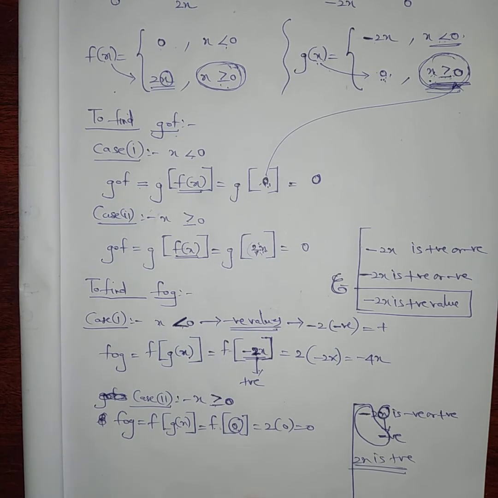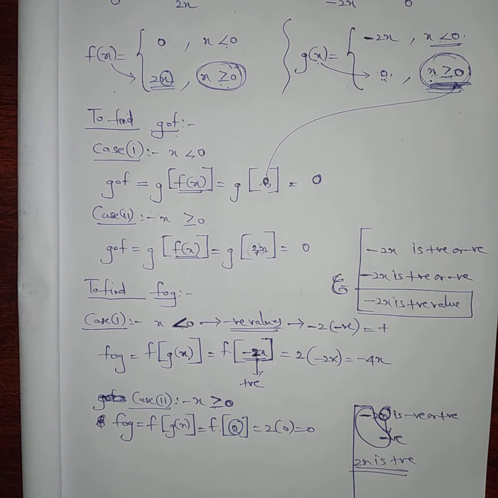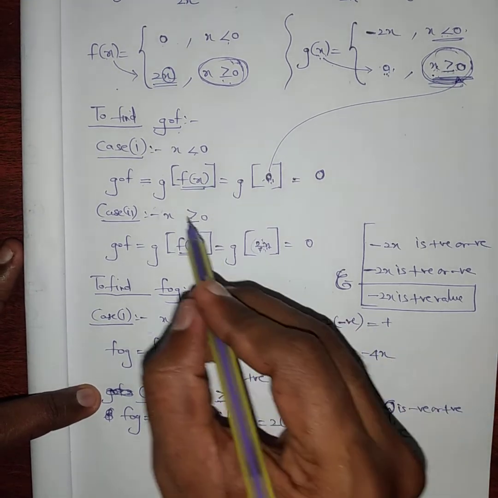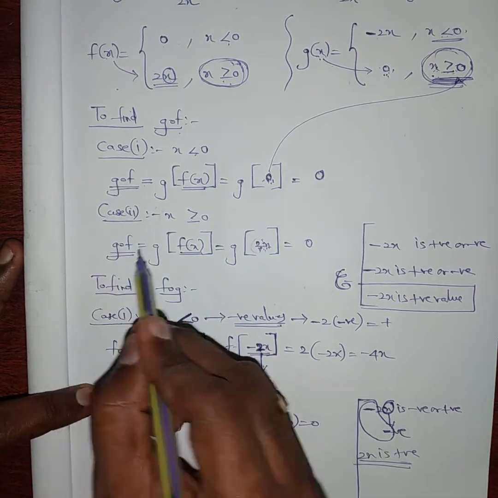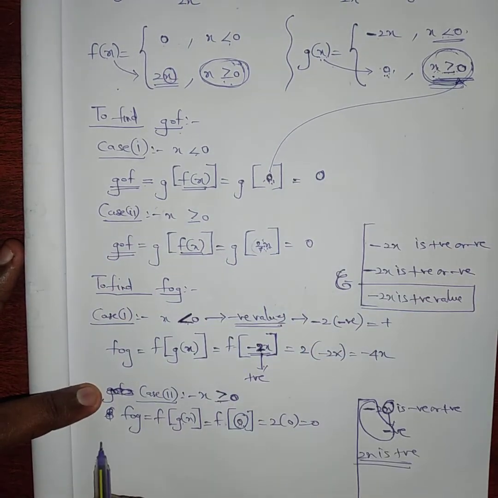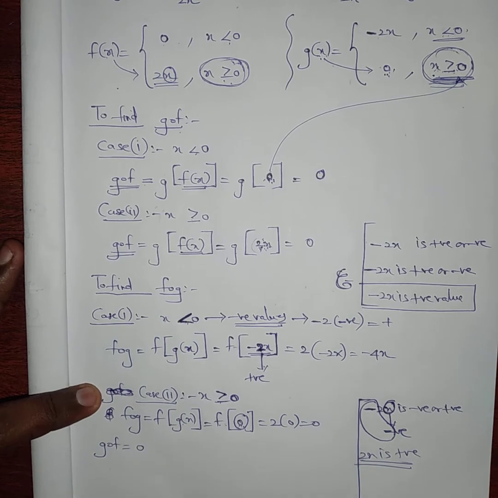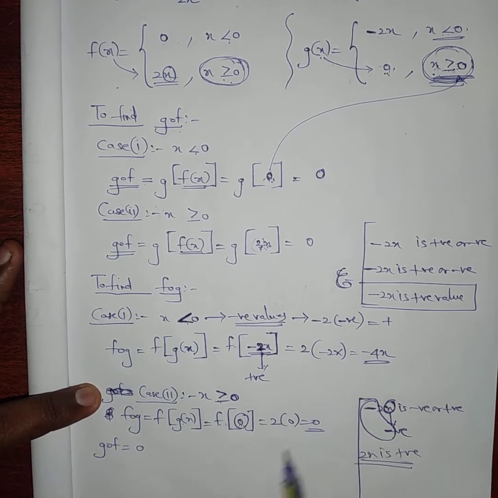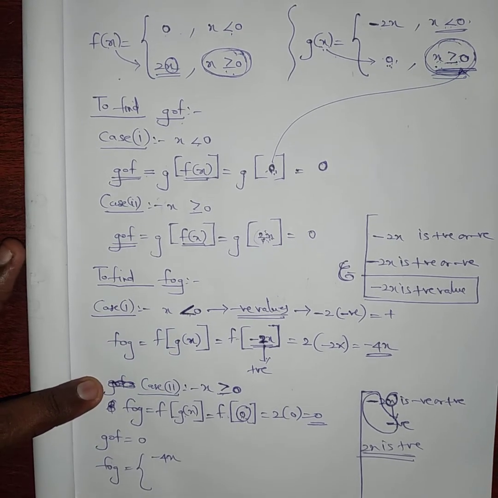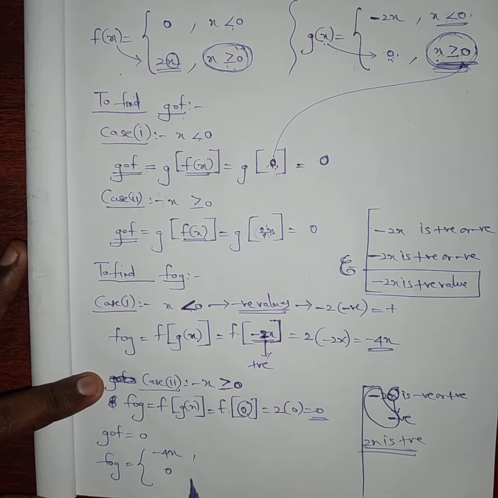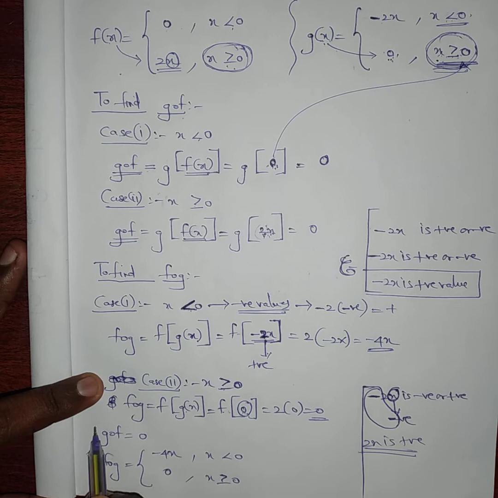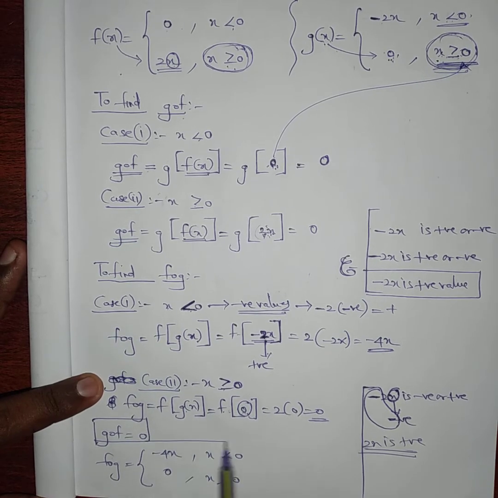But how do I need to write? The writing process is somewhat simple. See, we have only one answer for g composite f, 0 and 0. So g composite f is nothing but 0. We can write it straightly. But for f composite g, we have different values. f composite g is equal to, what is the first value? Minus 4x. What is the second value? 0. The first will be present when x is less than 0. The second will be present when x is greater than or equal to 0. This is our required answer for this sum.